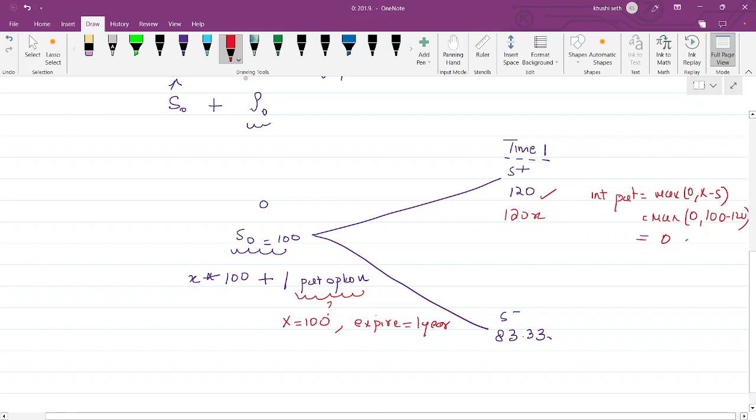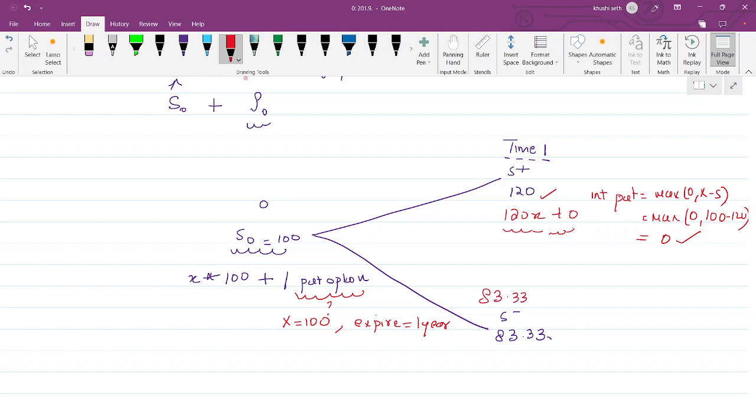Since S plus is more than the strike price, this put option is going to expire out of the money if the price of the underlying increases in 1 year. If the price of the underlying increases in 1 year, the put is going to expire out of the money, its intrinsic value is going to be 0. So value of my portfolio in case of an up move is going to be 120x, and in case of a down move, my X shares are going to be worth 83.33x.